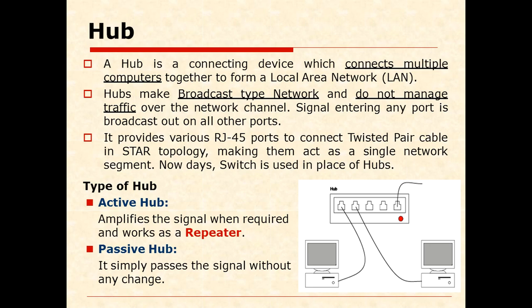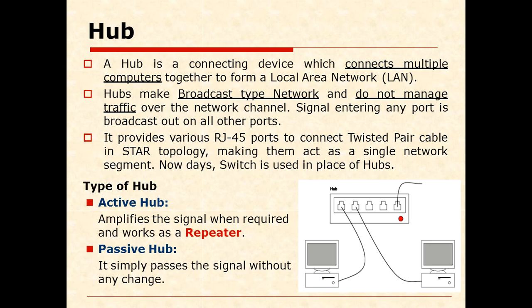Hubs make a broadcast type network and do not manage traffic. Here traffic is not managed. This one is a big disadvantage. Hub makes a broadcast type network. Broadcast means, as I already told, the message will be delivered to all receivers from the center. A signal entering any port is broadcast out on all other ports. So here signals are delivered to all other receivers from the center. I already told what ports are: connection points. It provides various RJ45 ports.